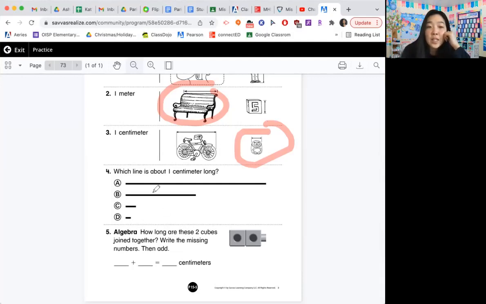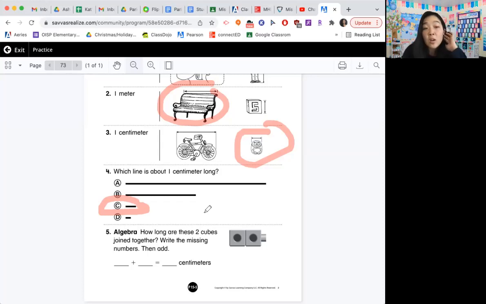Okay, which line is about 1 centimeter long? Would you say D, C, B, or A? I know it's kind of hard, so you can either say C or D. A centimeter is like the length of a staple, so I would say C. I think D is a little too small. Okay, but if you put D, it's hard to tell because mine and yours on your paper are going to be different measurements.